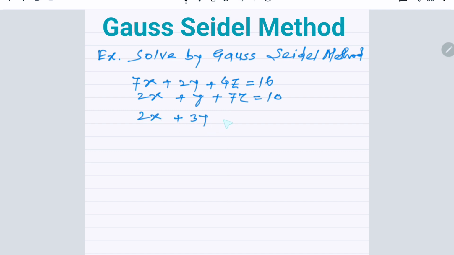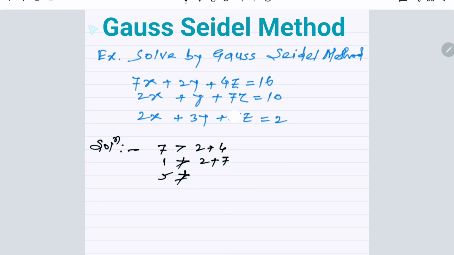Therefore, whenever we have to apply Gauss Seidel method, the first step is to check the condition of convergence. For the first equation, that condition is satisfied. 7 is greater than the sum of the absolute values of the remaining, that is 2 plus 4. 7 is greater than that 6. Second, 1 is not greater than 2 plus 7, and in third, 1 is not greater than 2 plus 3. Therefore, we have to interchange equation second and third to satisfy that condition of convergence.